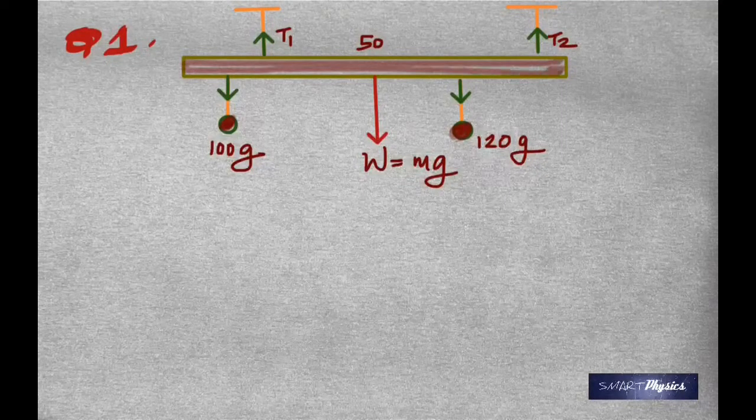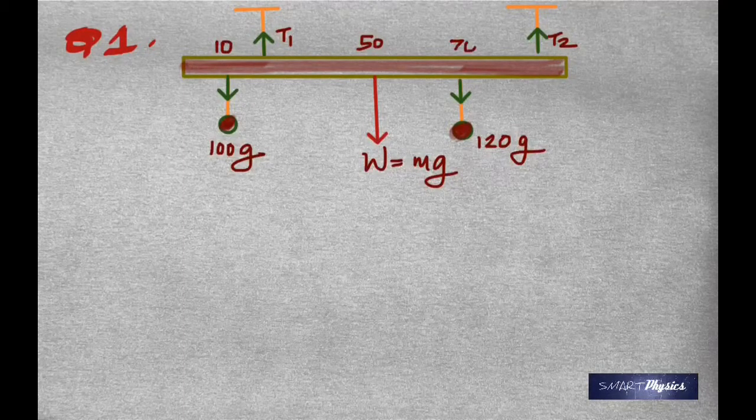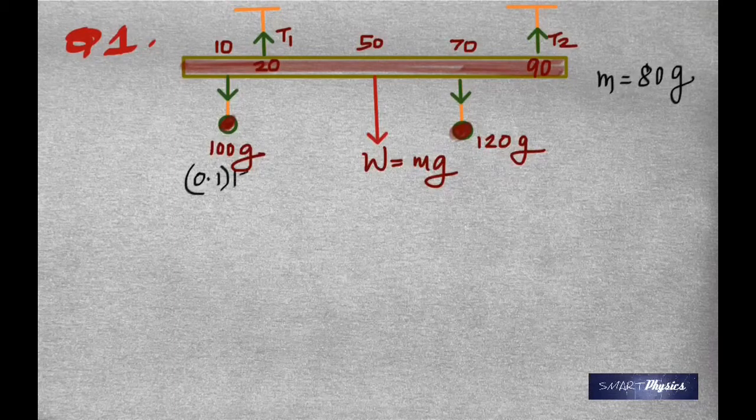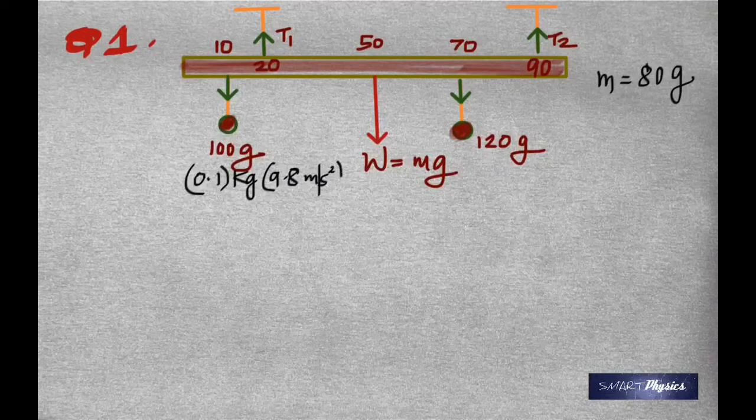Now that's the meter stick, just a little bit more colorful now. And we have to find the tension in the two strings. The mass of the meter stick is 80 grams. Now 100 grams here is 0.1 kilogram, multiplied by 9.8 will give the weight of 100 grams, which is 0.98 newtons.